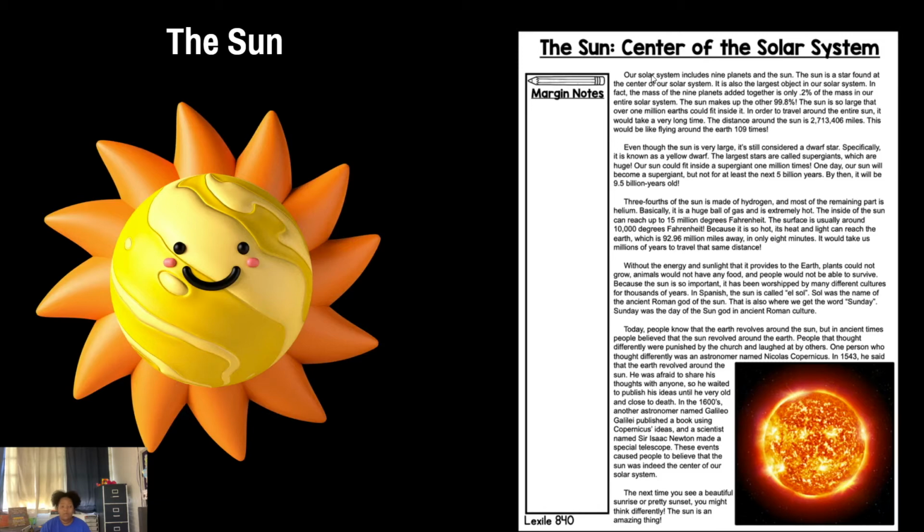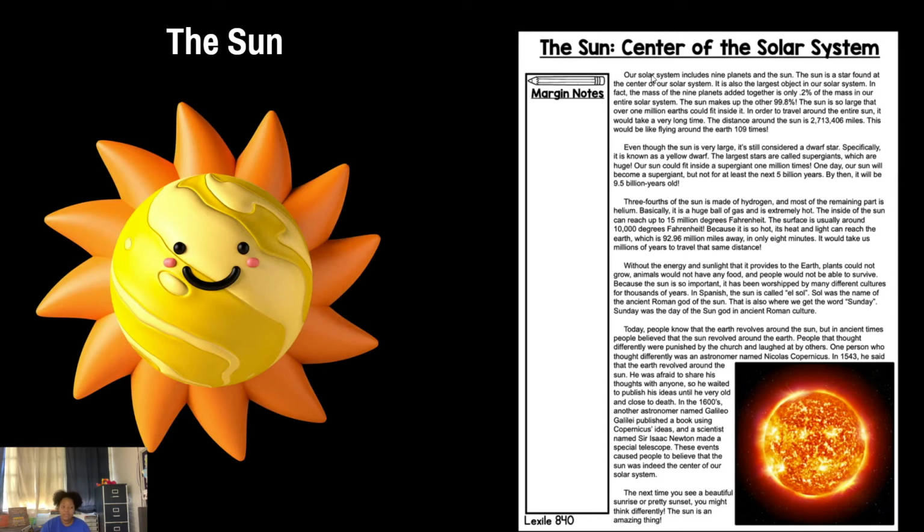By then, it will be 9.5 billion years old. So that's really interesting to think about how much bigger the sun is than all of the planets, but in relation to other stars, it's actually pretty small. It's considered a dwarf star.